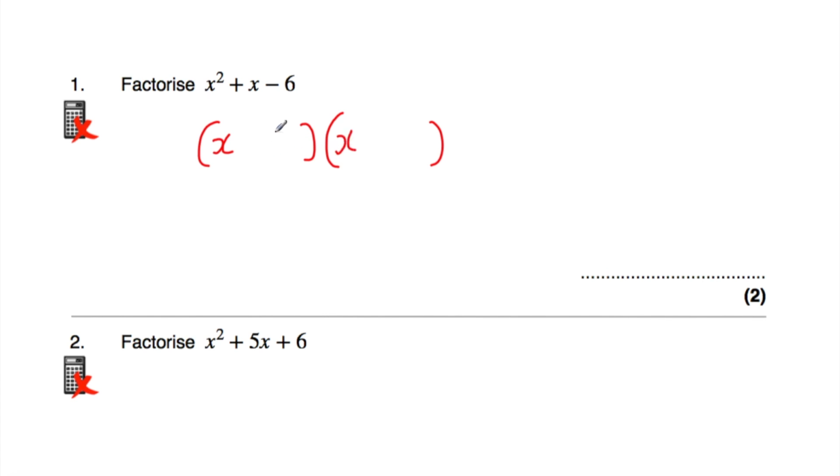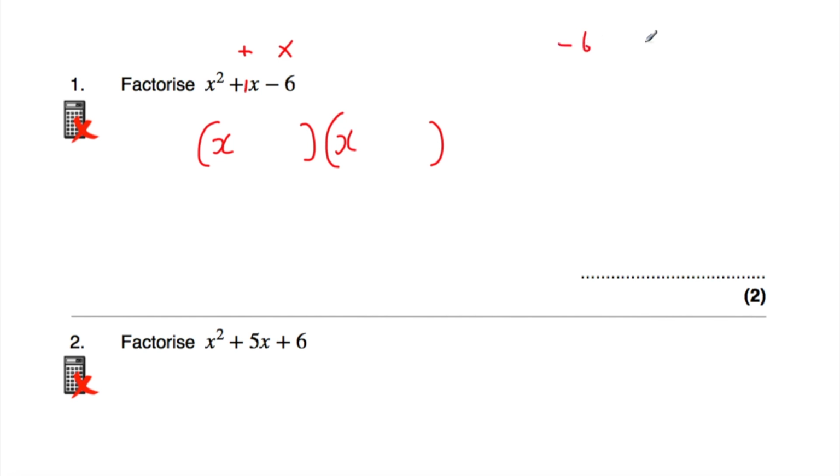Now to find the numbers that go inside the brackets, we want to find two numbers that will multiply together to give us -6 and add together to give us the number in front of x. This is plus x, which is the same as plus 1x. So we want to find two numbers that times together to give us -6 and add together to give us 1. So let's write down some numbers that will multiply together to give us -6 and see if we can find which ones add together to give us 1.